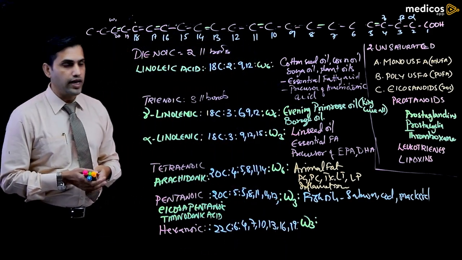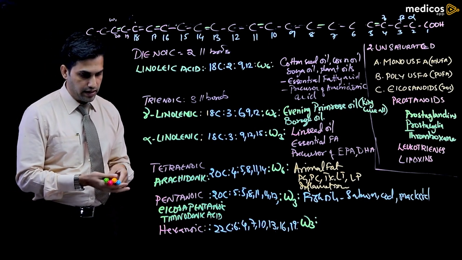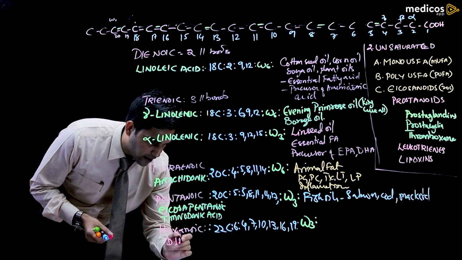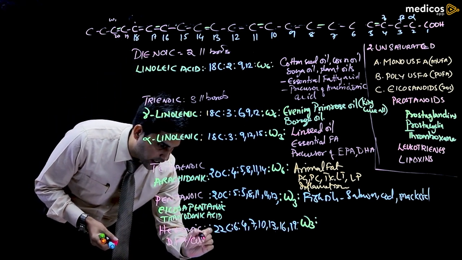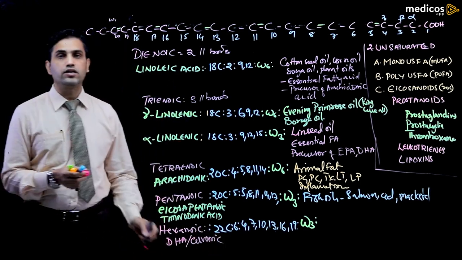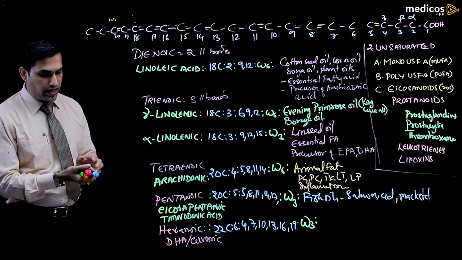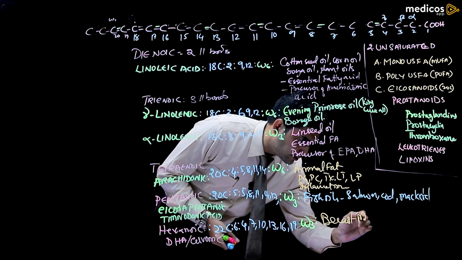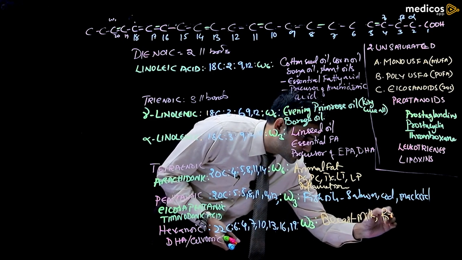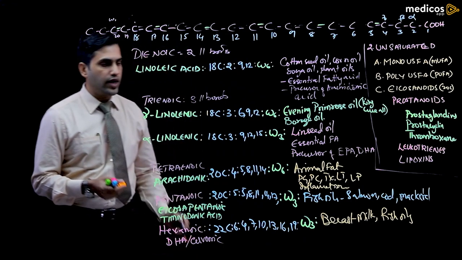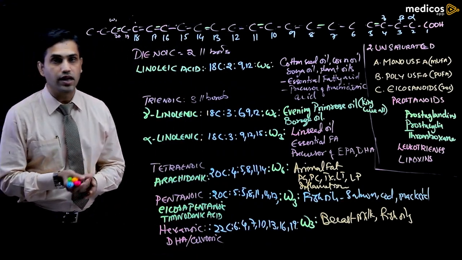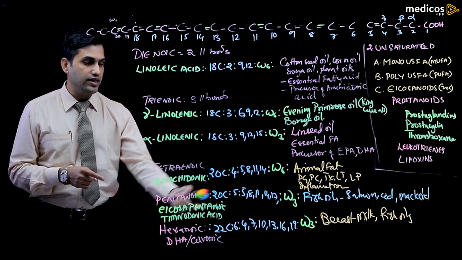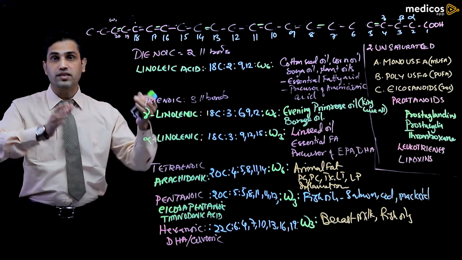Where is this hexaenoic acid present? It is also called docosahexaenoic acid or DHA, or servonic acid. Where is this present? The most common source is breast milk. Other than this, fish oils also. Servonic acid is present in galactosylceramide. Ceramide is sphingosine plus fatty acid, and that fatty acid is this servonic acid. Galactosylceramides are present in the brain.